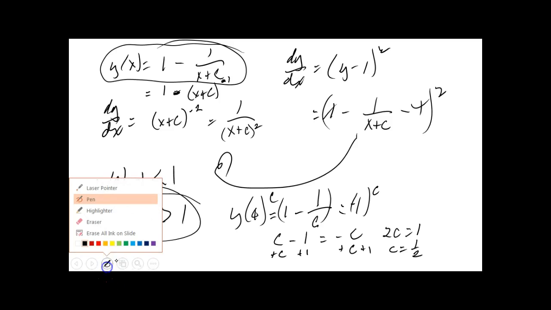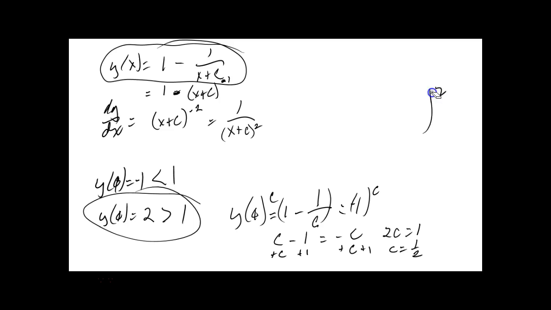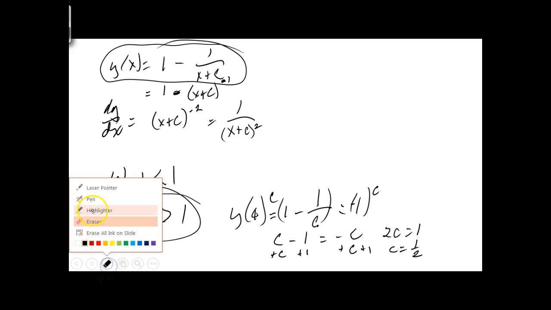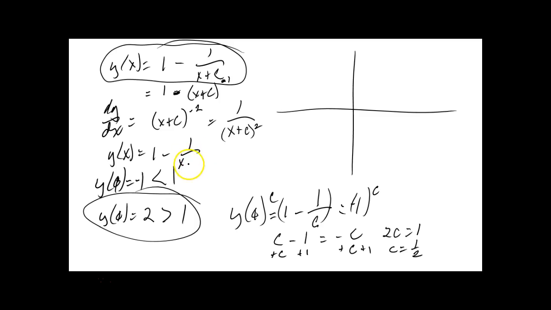Okay, I'm going to erase some of the stuff here just because we've already done it and hopefully we don't have to redo it. That's our differential equation that was being satisfied here. Now, they draw the thing here. Oh, and by the way, that gives us our solution: y of x is equal to 1 minus 1 over x plus 1/2.